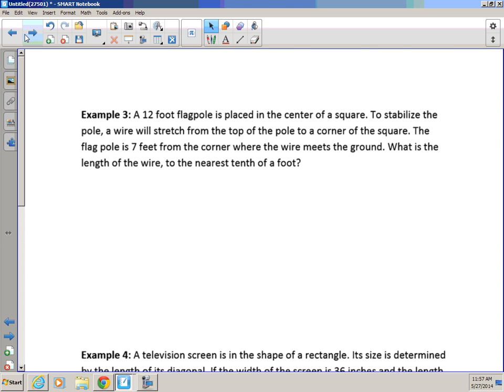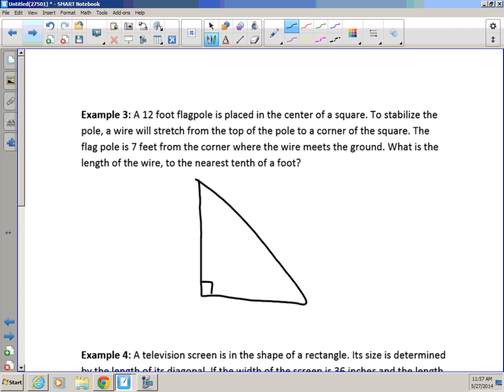We have a flagpole, a 12-foot flagpole. So here's our flagpole. There's 12. It's placed in the center of the square. To stabilize it, they will take a wire from the top of the pole to the corner of the square. The flagpole is 7 feet from the corner where the wire meets the ground. So the 7 feet is there. What is the length of the wire? That's here because that's where the wire is. The wire went from the top of the flagpole to the ground.